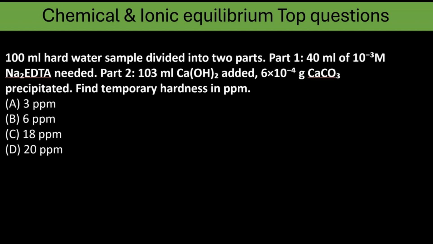A 100 ml hard water sample is divided into two parts. Part 1: I have 40 ml of 10 to the power minus 3 molar EDTA solution, and part 2: 103 ml of calcium hydroxide is also added, and this many grams of calcium carbonate is precipitated. Find the temporary hardness in ppm. That is the question. The question may look difficult, but it is not, because they have given the mass of calcium carbonate, and the precipitation depends on carbonate and bicarbonates only. So the precipitated calcium carbonate corresponds to the temporary hardness.